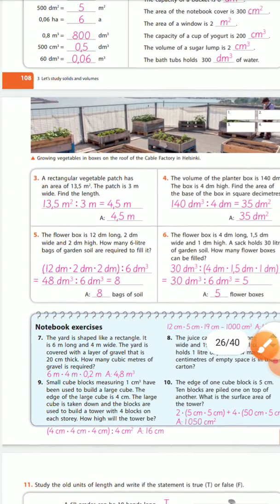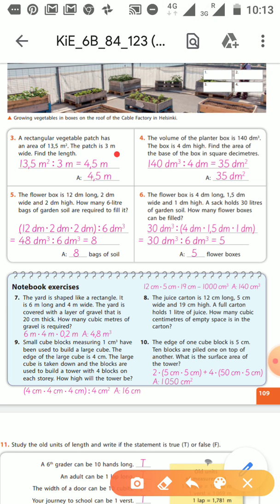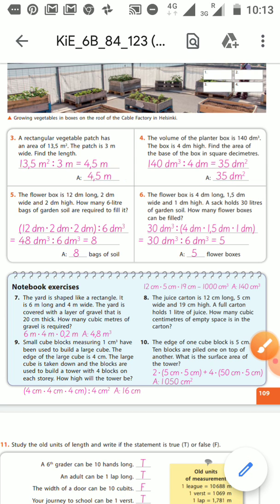These questions 3 to 6 are quite tricky, but you're given 2 of the numbers, so it makes it kind of easier for you. So if we look at the first one, you've been given a rectangular vegetable patch. You've been given the area here, which is 13.5, and you've been given one of the sides, which is 3. So it's just 13.5 divided by 3, which will give you the answer of 4.5.